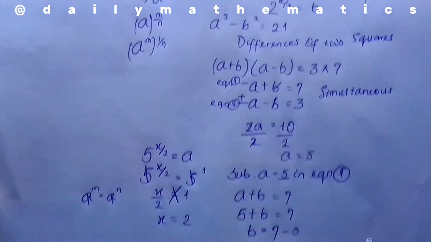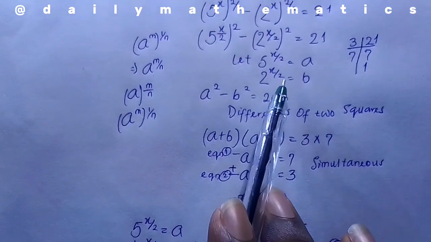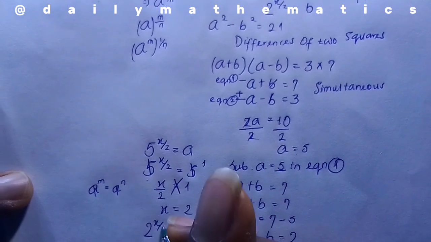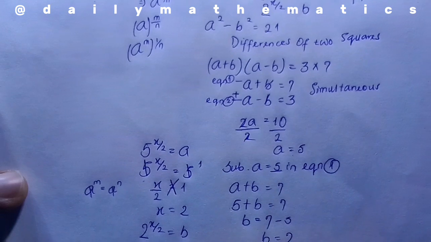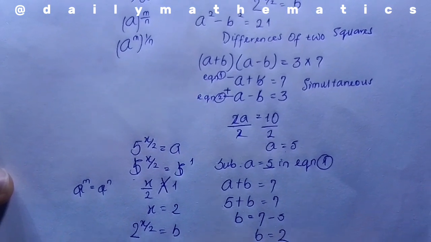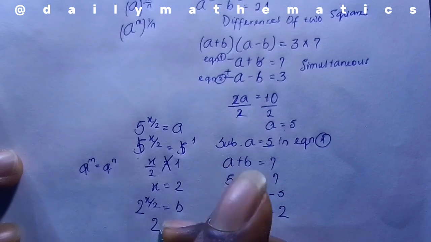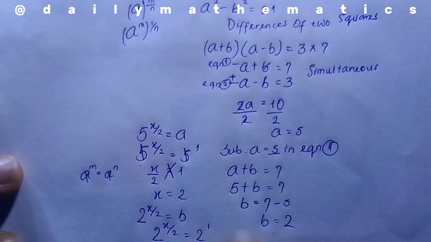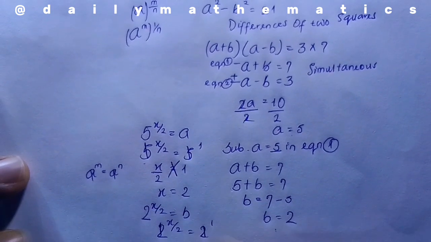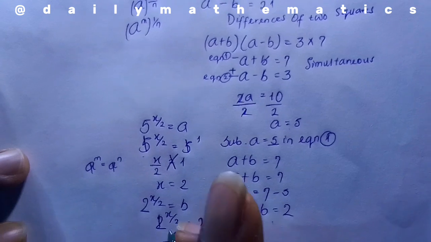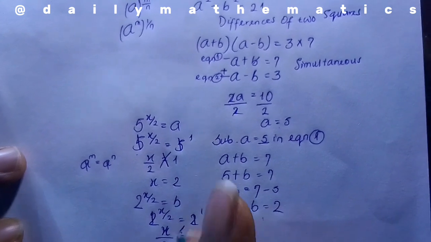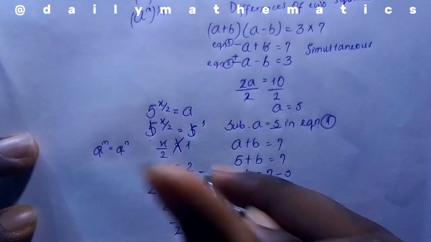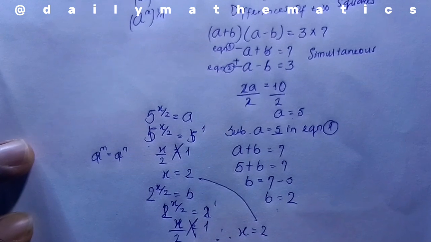And if you can try that, we also say here that let 2 raised to the power of x over 2 equal b. So let's do it. 2 raised to the power of x over 2 equals b to give us our same answer. We have b here to be 2, right? So 2 raised to the power of x over 2 equals 2, and 2 is still 2 raised to the power of 1. We cancel according to what we said here. X over 2 equals 1. We cross multiply. Therefore, x equals 2. You can see that these answers are equal. They are the same, right?